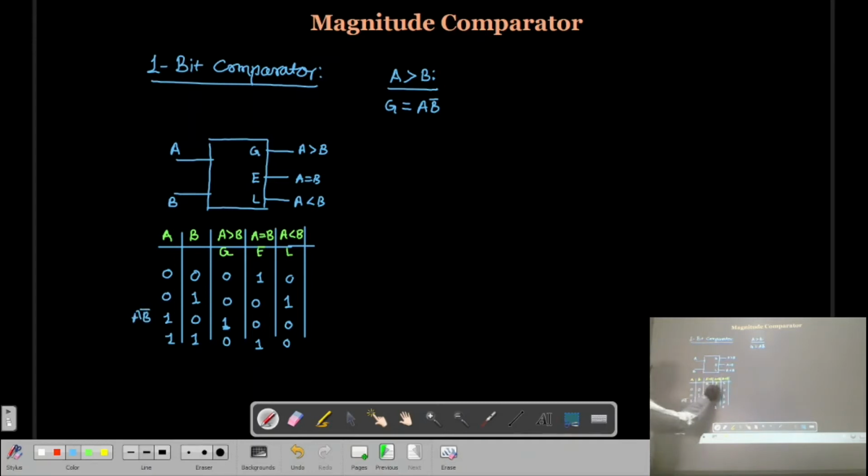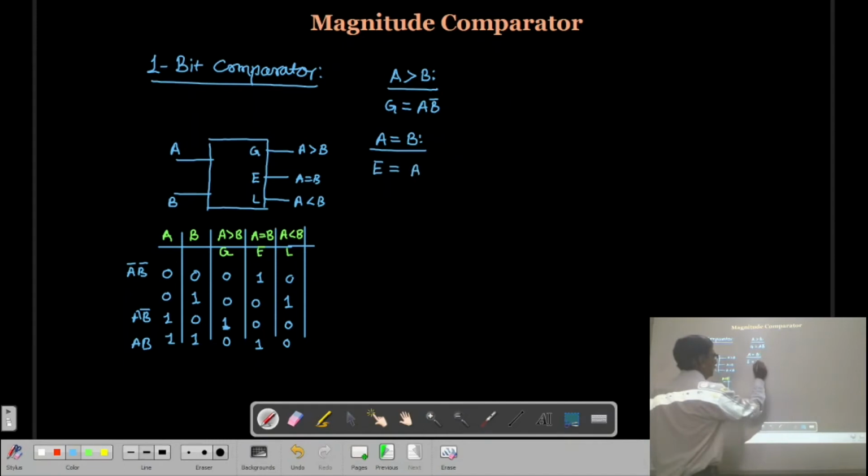Now if you look at A equality, meaning A is equal to B, for this the expression E will be equal to the following. You can see that here we have the high level, and here also the high level is there. For that, if we write the fundamental products, for this it is A bar B bar, and for this it is A B. So this expression will be E equals A bar B bar plus A B.